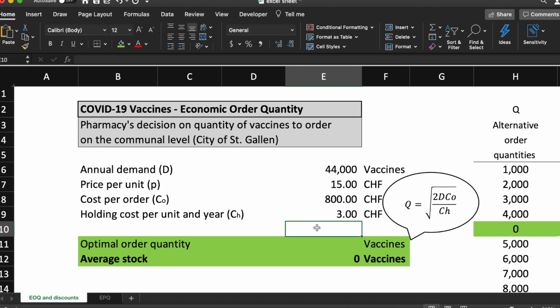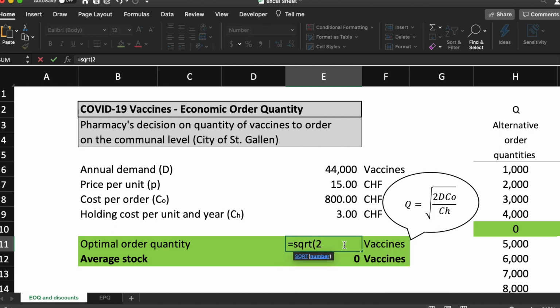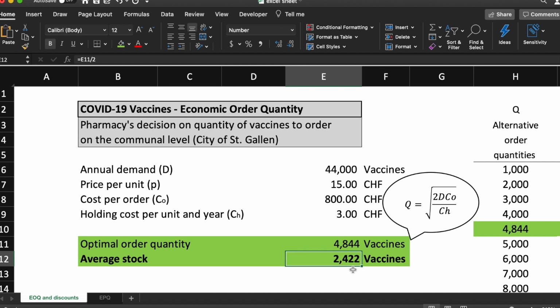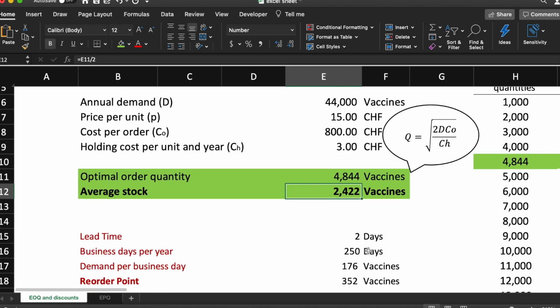Let's now take a look at the formula for the economic order quantity, EOQ, and then see how we can input our values. The optimal order quantity is the square root of 2 times the demand times the cost per order divided by holding costs. By using our values above, we get the square root of 2 times 44,000 times 800 divided by 3, resulting in an EOQ of 4,844 for an average stock of around 2,400 units. So ideally, the pharmacy should order in batches of 4,844 units.